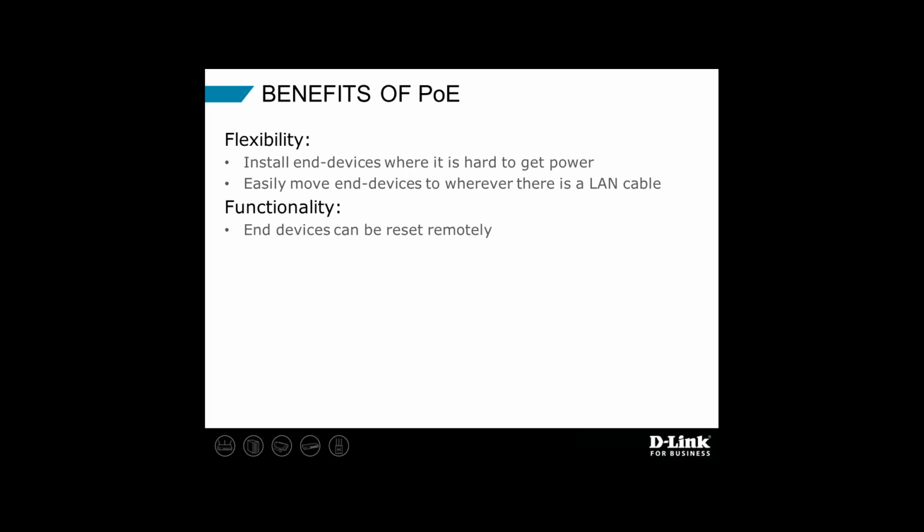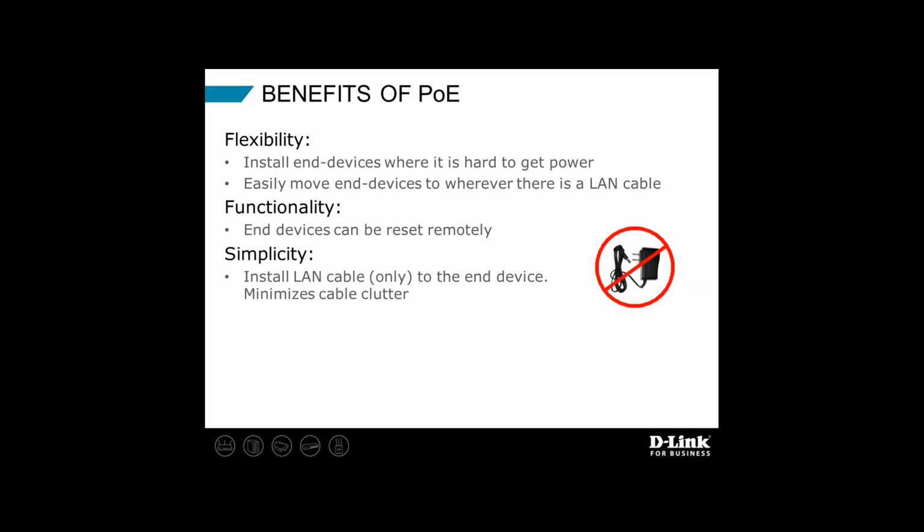From a functionality point of view, it allows me to reset my end devices. We talk a lot about IP cameras and the fact that they're not always perfect, and sometimes I have to reboot a camera or an access point. With power over Ethernet, instead of having to get a stepladder and climb up to that camera, I can simply unplug the LAN cable, plug it back in again, and I've just rebooted or repowered that end device.